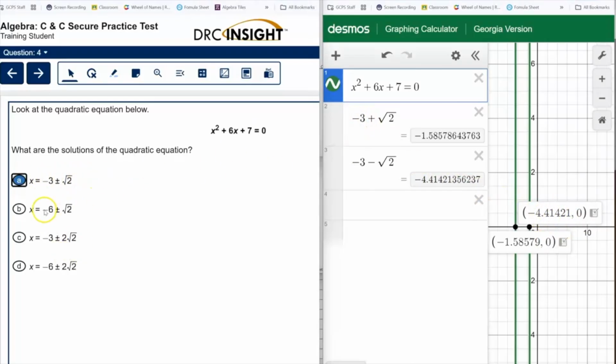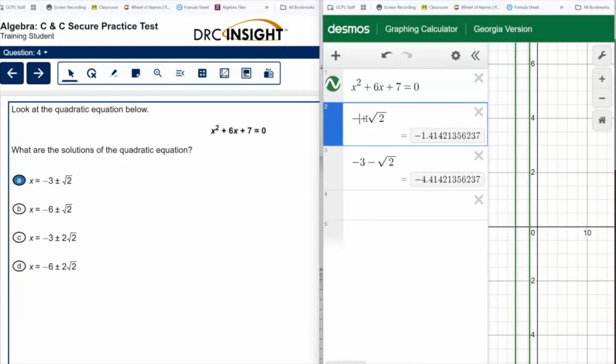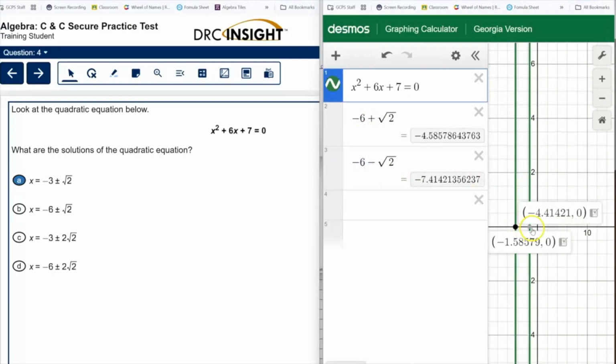I'm just going to show you one more just to make sure. So let's do -6 plus or minus. That's an easy change. I can do that real quick. Then again, I click on it. Actually, none of these match. And if you go through the rest, you're going to see they don't match. So A would be my answer on this question.